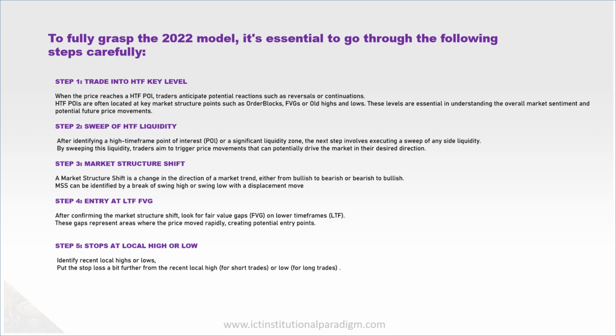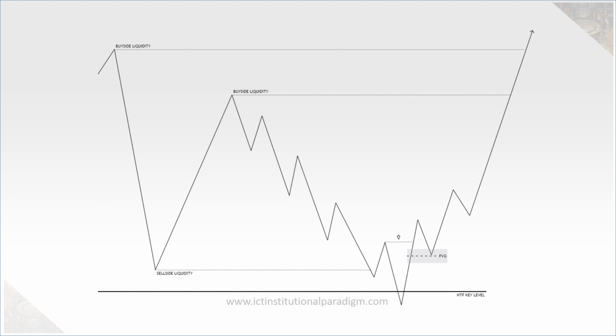I'll be making you understand in a very simple way, right? So we have step number 1, sell side liquidity, high time frame key level, and step number 2, the sweep of liquidity. Step number 3, the market structure shift. Step number 4, the entry at fair value gaps, and we'll be keeping the stop loss below this low, and we will be looking for the draw on liquidity, which is this buy side liquidity, right? So we have these steps to follow, right?